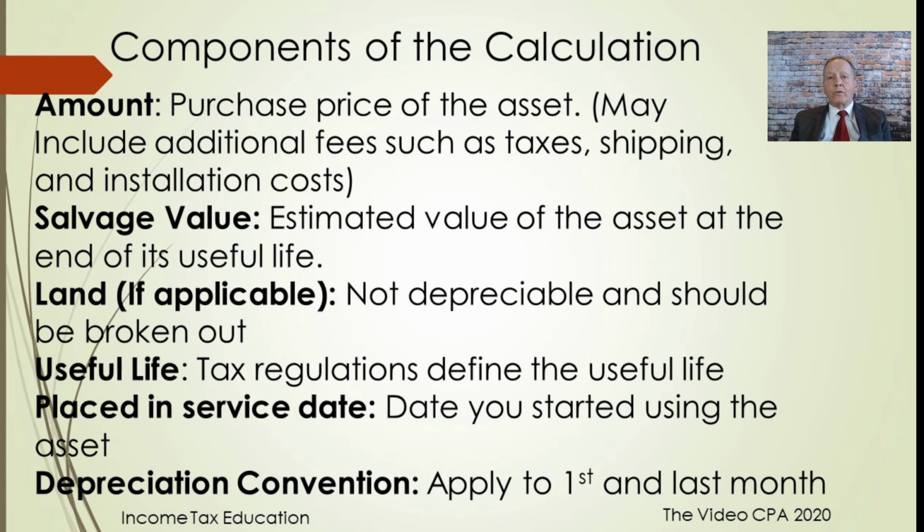Then we have to have a useful life. For tax purposes, your useful life is generally defined through the tax code. So depending on what type of asset it is, the tax code has defined a particular useful life for that. So residential property, for example, is 27.5 years. A piece of equipment, manufacturing equipment, is generally 7 years. So you can look in the tax code and find out, based on the type of equipment you have, as to what the useful life of that equipment might be. But that is necessary to come up with your depreciation calculation.